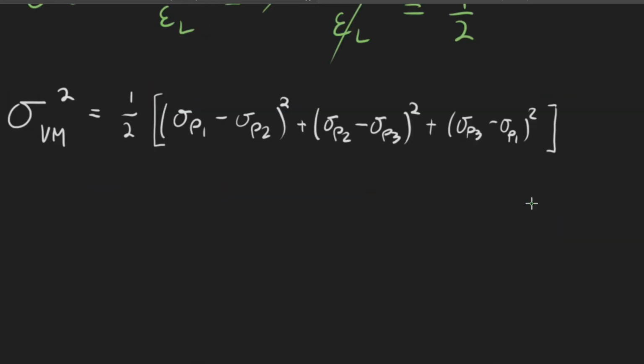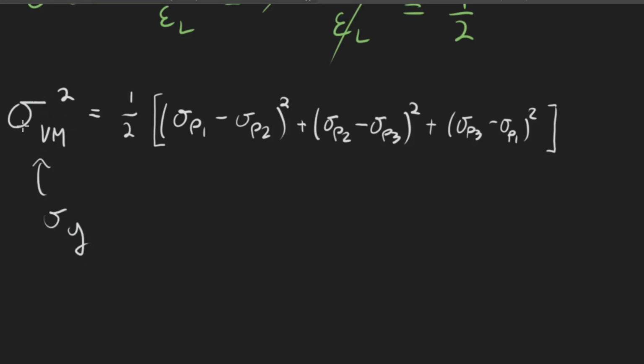So our final classic way you'll see this written out is that the von Mises equivalent stress squared is equal to 1/2 times the sum of the differences between these principal stresses squared. And basically in terms of our failure theory, we're just going to let this equal sigma yielding.